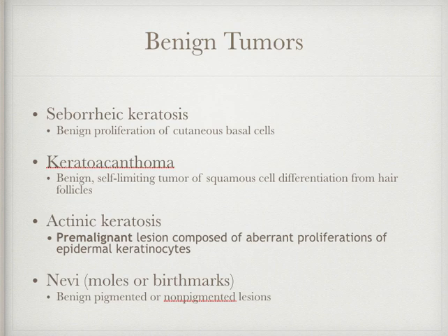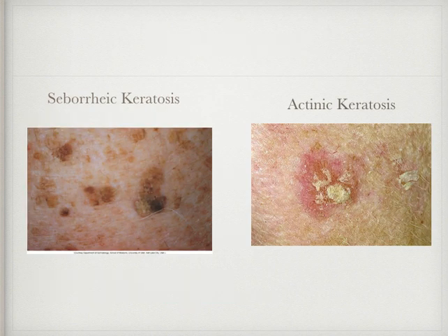Nevi are basically just moles. That's all that is. So it's either benign pigmented or non-pigmented lesions. So that's just all what nevi are, essentially. Seborrheic keratosis, very common. You'll see this on the older adult a lot. And so it's just epithelial cells that are kind of collected on there. It's not a precancerous lesion.